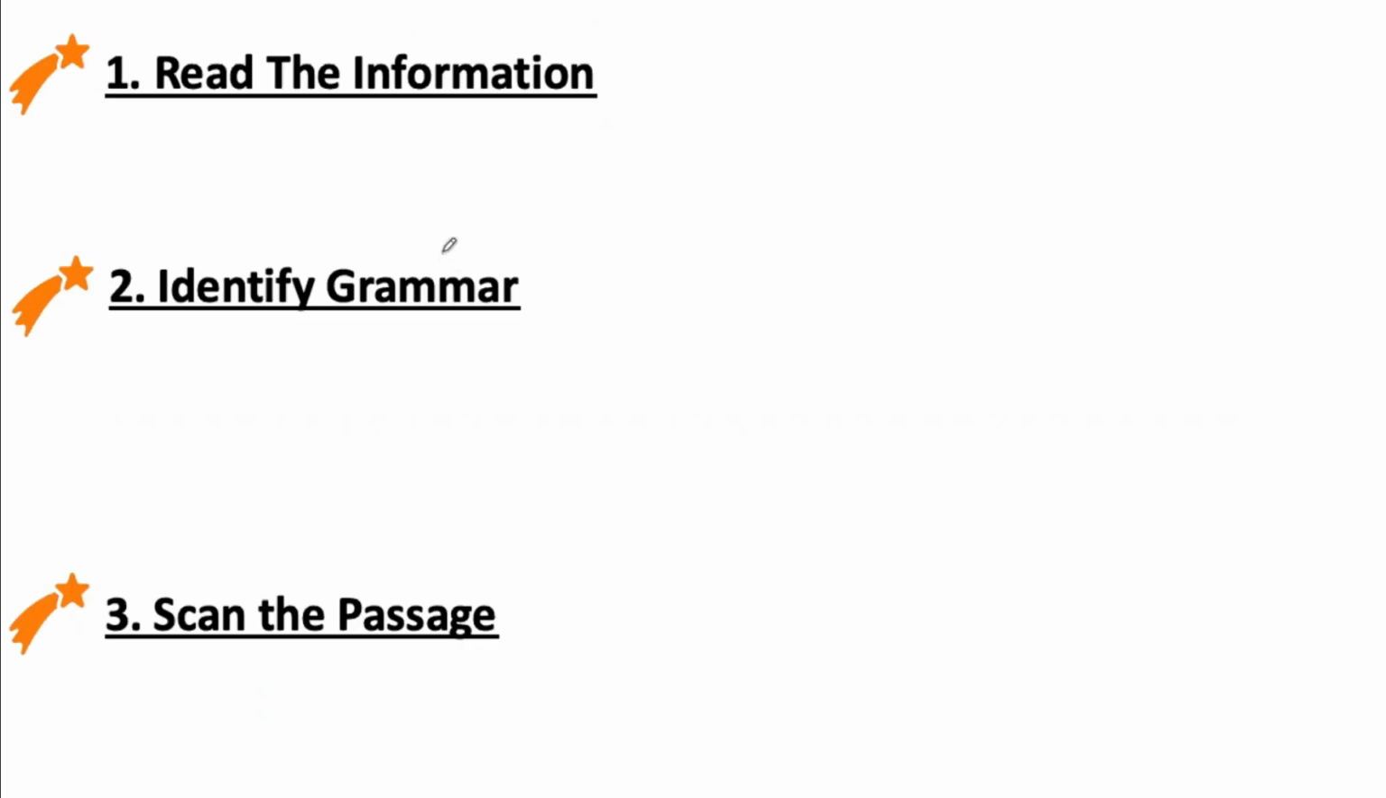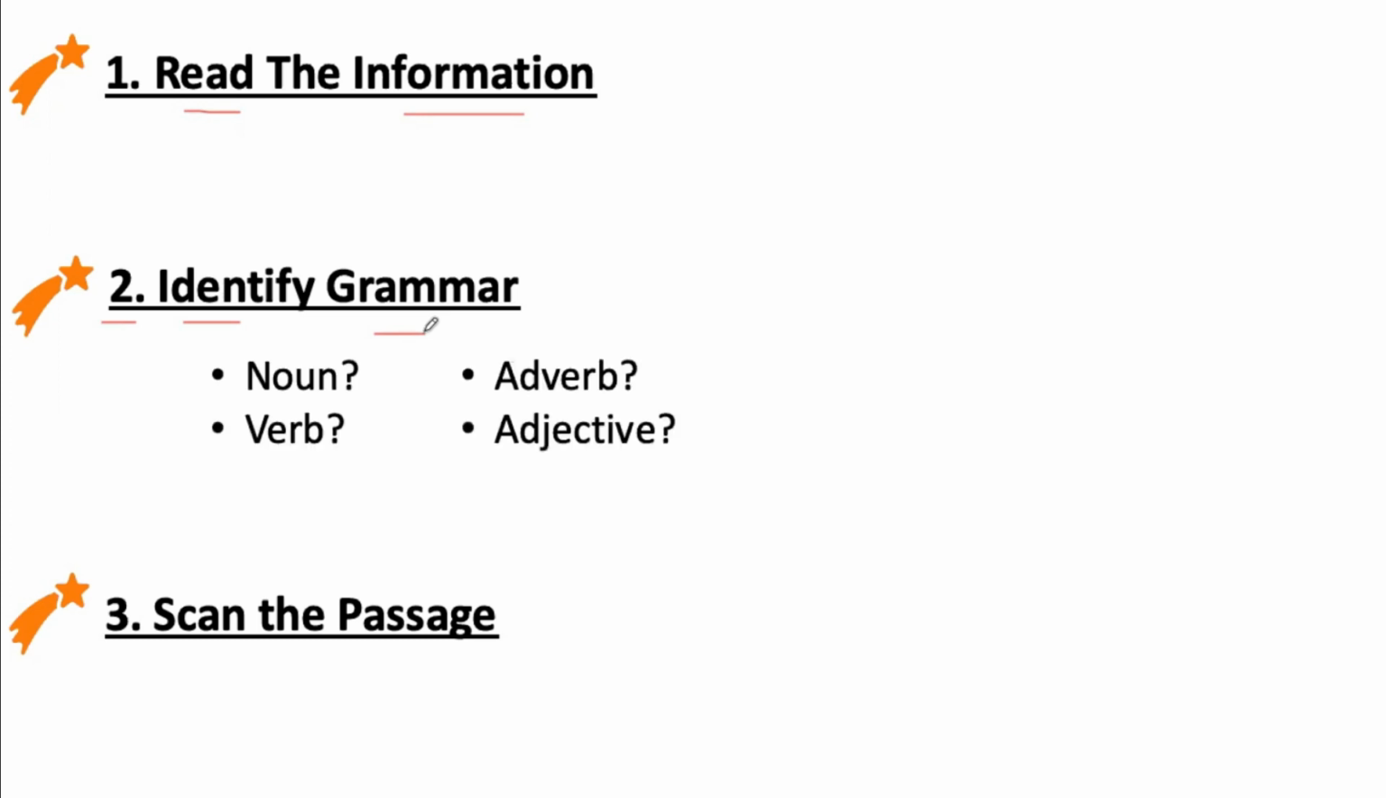Now, for our first step, it should not be surprising that we're going to read the information. This is the first thing. By information, I mean the summary, so not the passage, but the summary, and we're also going to understand the words that we have in our word bank. After we've done this, we're going to identify the grammar. So our second step relies on understanding what types of words are missing from the paragraph. Are they nouns and verbs, or are they adverbs and adjectives?